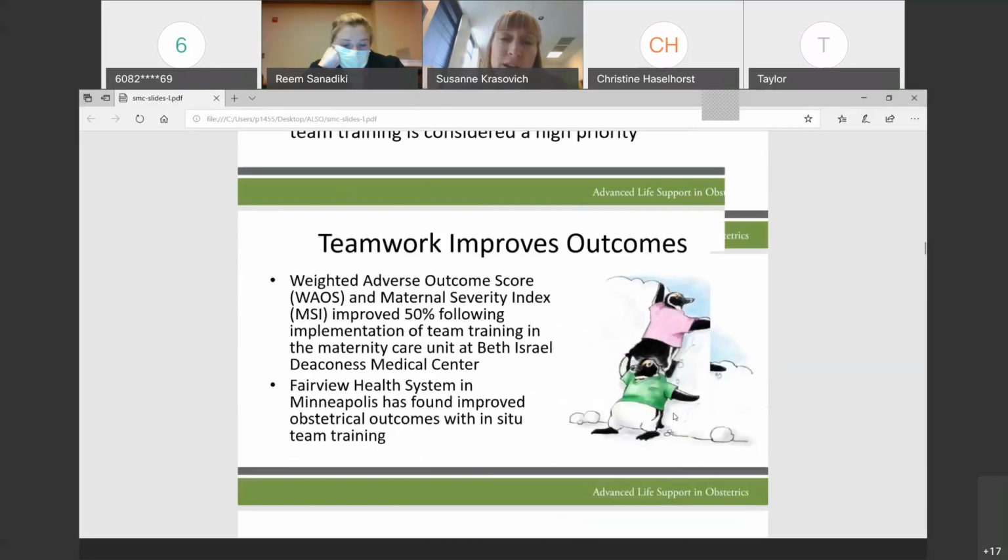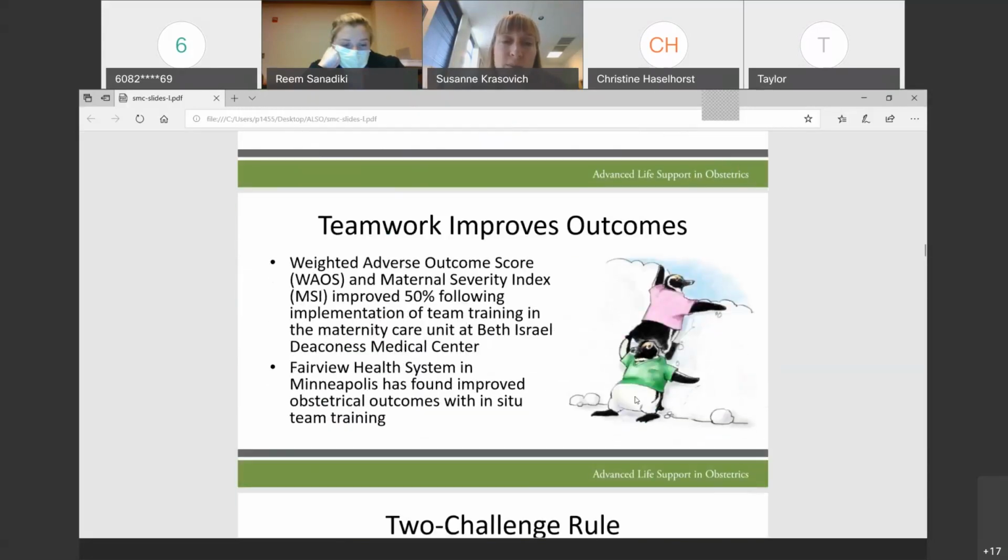We have actually good evidence that teamwork improves outcomes. So in one example, the weighted adverse outcomes score and maternal severity index, so two different measures of outcomes, both improved 50% following implementation of team training in the maternity care unit at Beth Israel Deaconess Medical Center. And in another health system in Minneapolis, they also found improved obstetrical outcomes when they did team trainings.